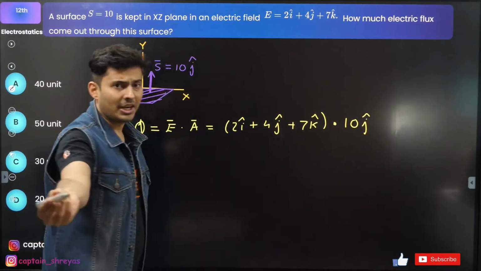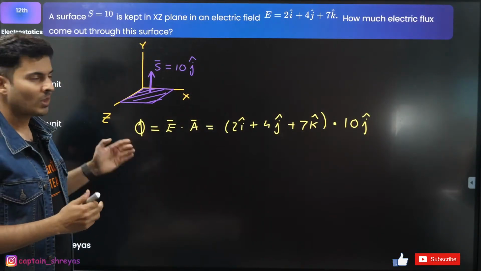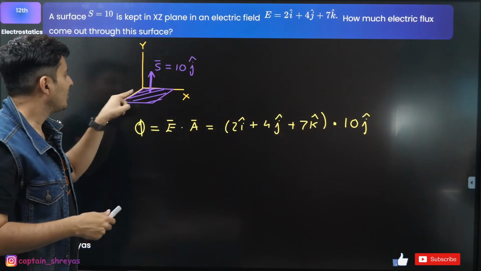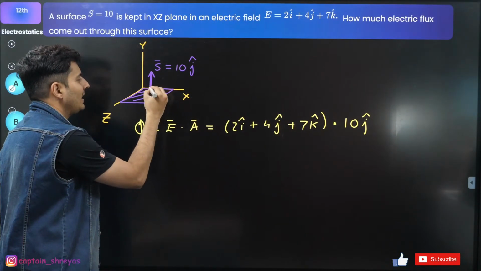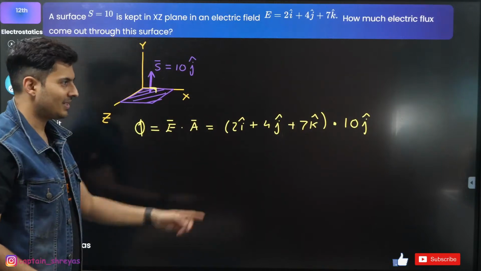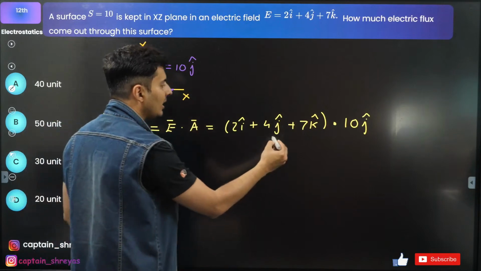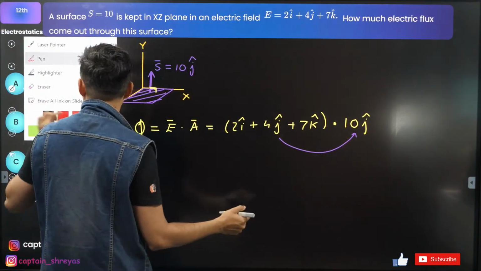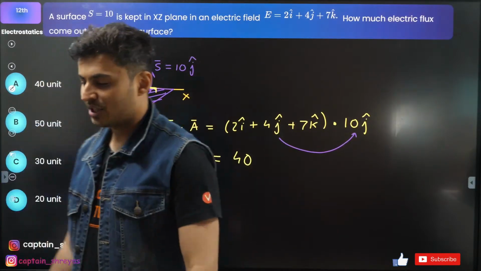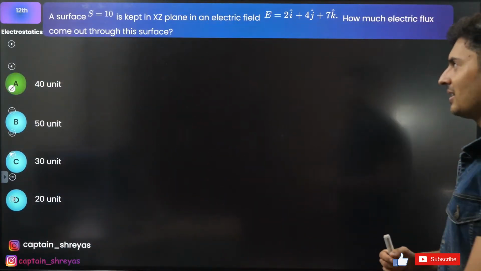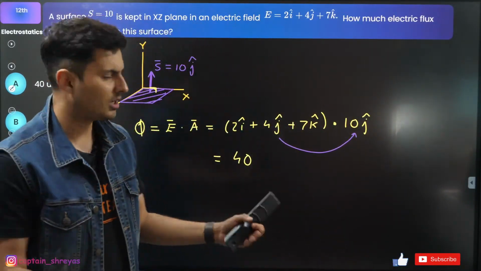How did I get 10j? By drawing, by visualizing. Without that, it will be a little difficult unless you are very experienced. So you should understand, okay, it's an XZ plane, so the area vector will be along the y-axis. So 10j cap. So obviously we know i does not go with j. Only j gets multiplied with j. Hence the final answer will be 4 into 10, which is 40. Perfecto, 40 units.